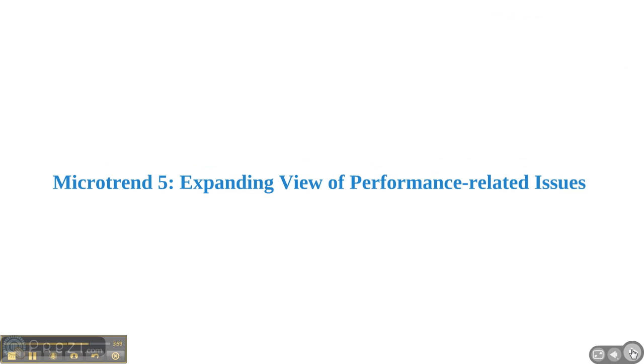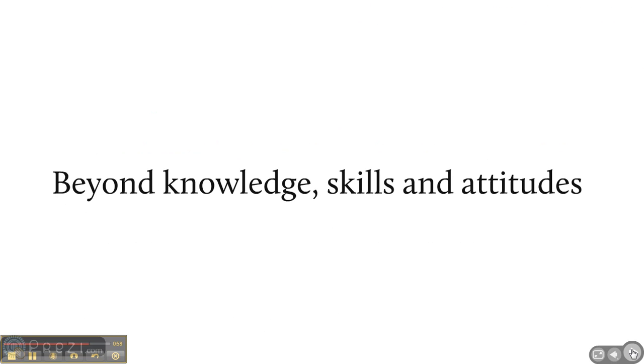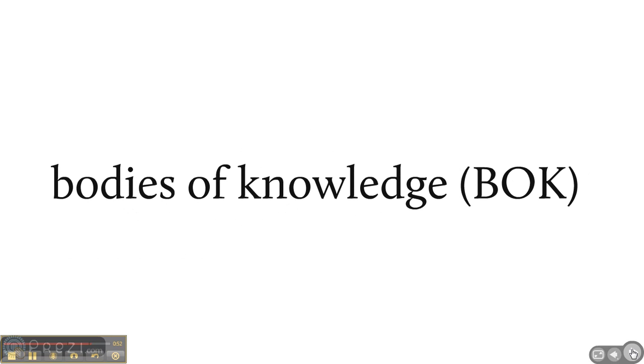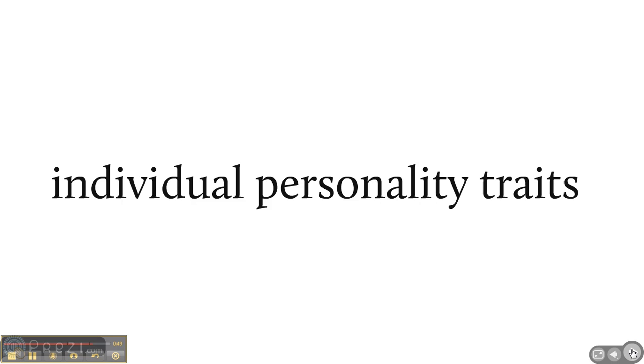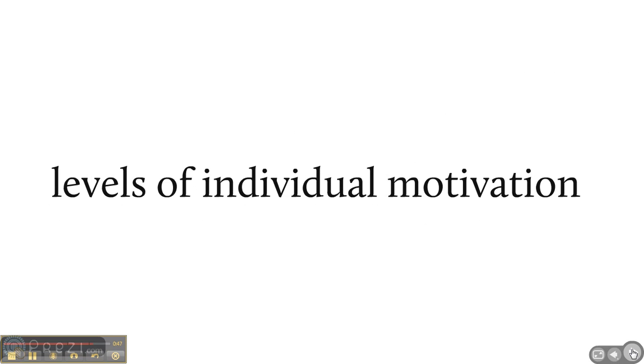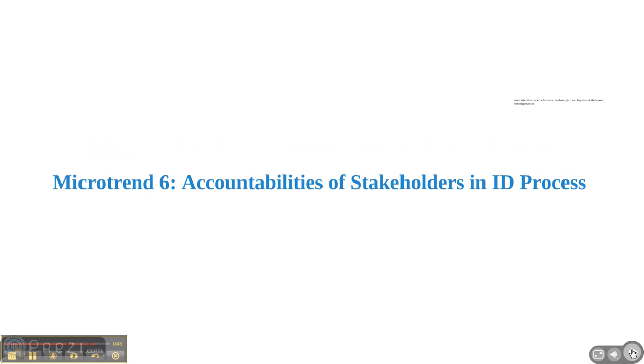Microtrend 5, Expanding View of Performance-Related Issues. This is beyond knowledge, skills, and attitude. Now we're focusing on assessing and modeling competencies, including bodies of knowledge, personality traits of learners, and levels of individual motivation. Microtrend 6, Accountabilities of Stakeholders in the ID Process.